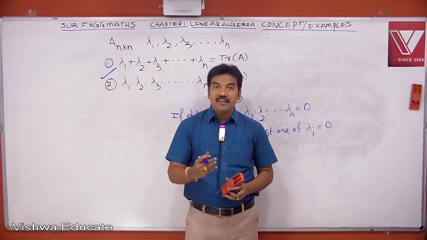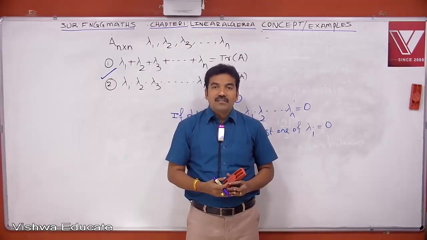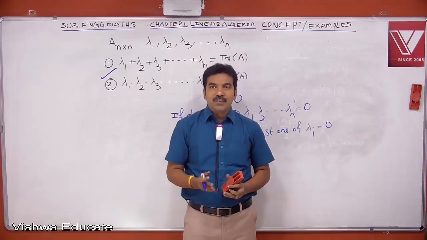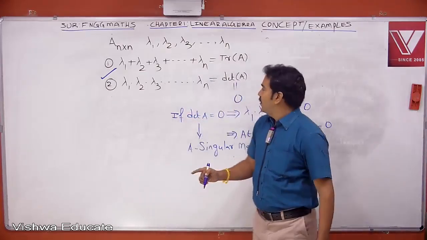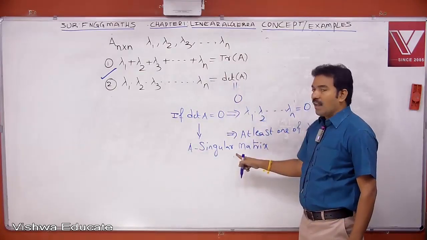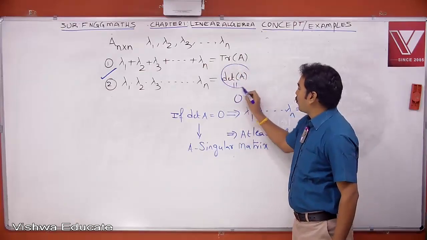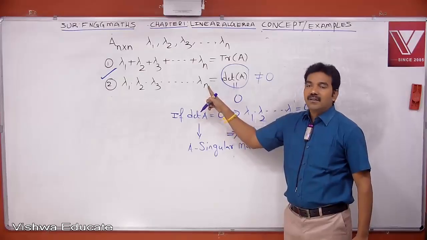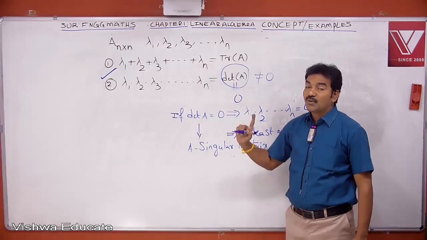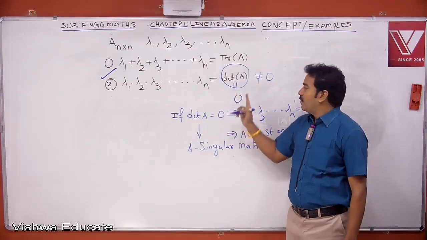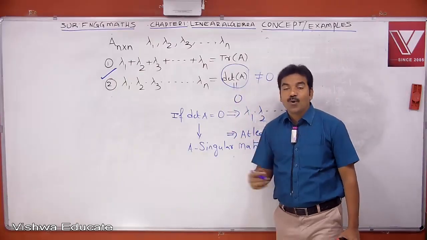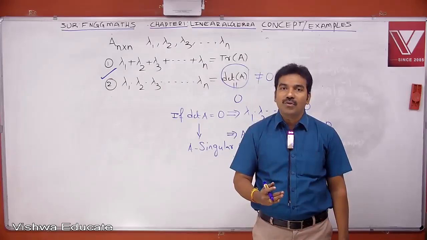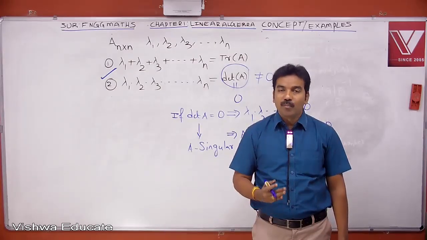Now based on this, we can easily tell about the eigenvalues of a non-singular matrix, that is whether it is 0 or non-zero. Suppose det A is not equal to 0. When det A is non-zero, a non-zero constant, and you multiply n numbers, the result is a non-zero number. That means no lambda is equal to 0. That means when something is a non-singular matrix, no eigenvalue is equal to 0. That means all eigenvalues are non-zero numbers. Hope you understand this point.